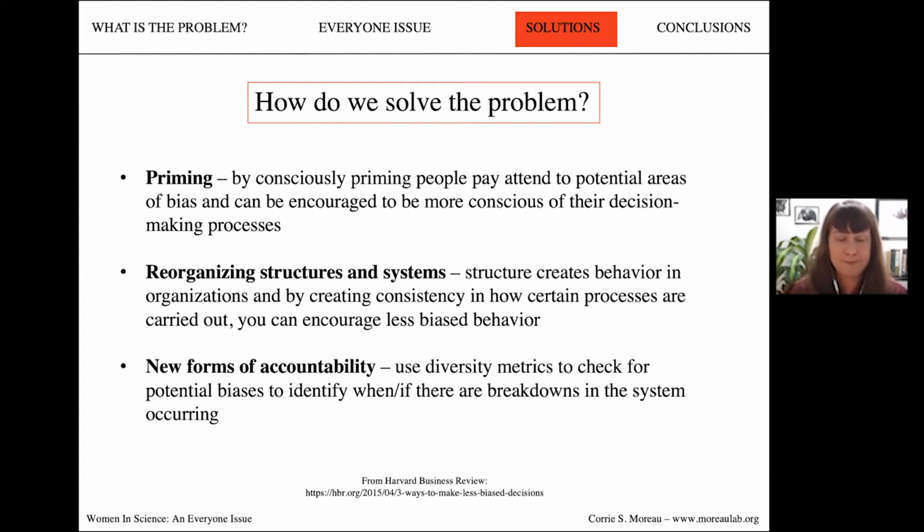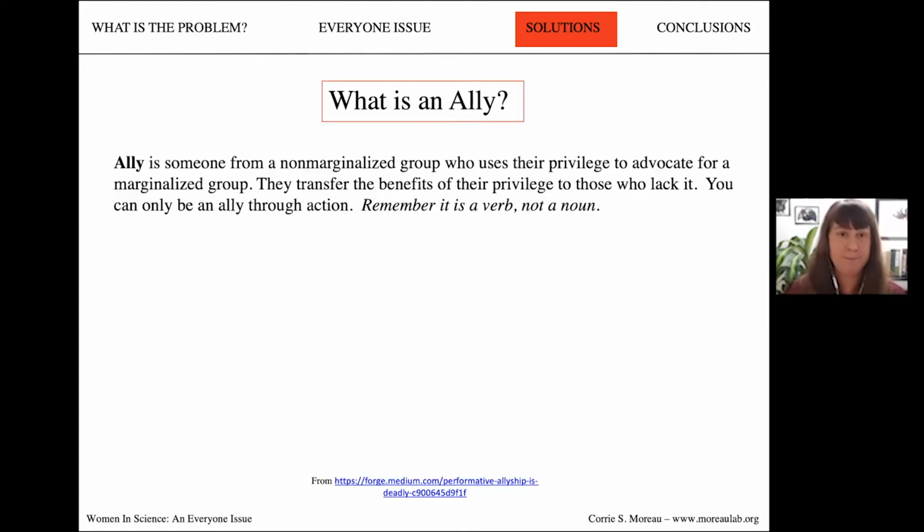We have to reorganize structures and systems. So we need to make sure that we're creating an environment that allows people of underrepresented groups not only to feel welcome, but that we actually are limiting our own bias behaviors. We need to have new forms of accountability. So we need to make sure we have diversity metrics to check for the potential bias and see when and if it's breaking down in the system and then work to overcome that.